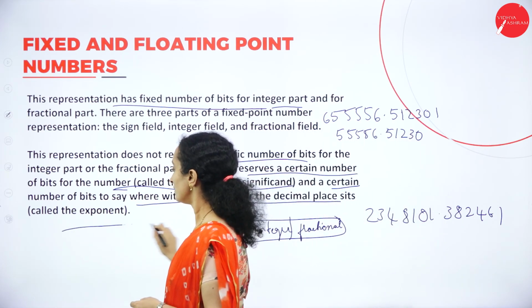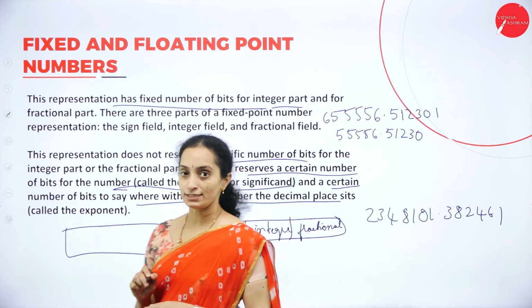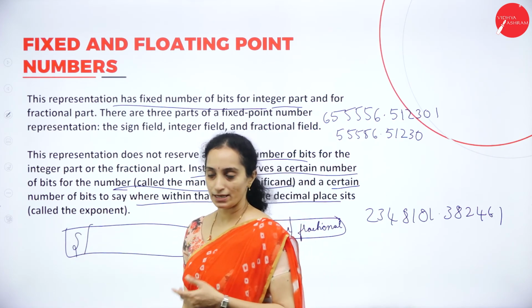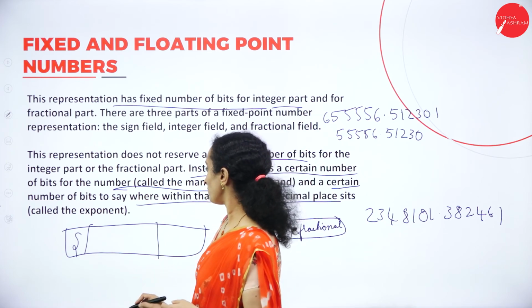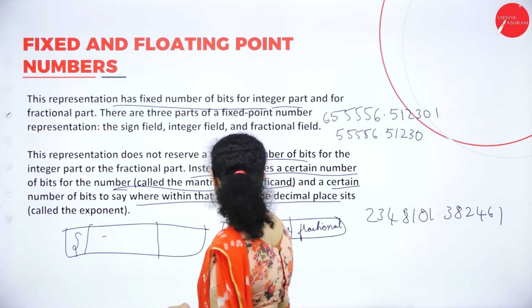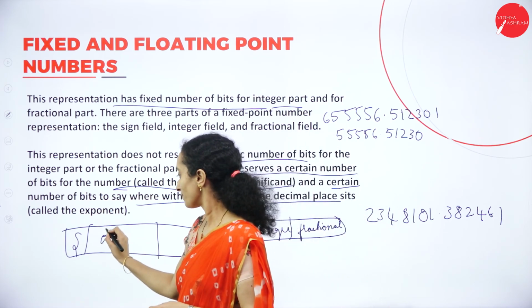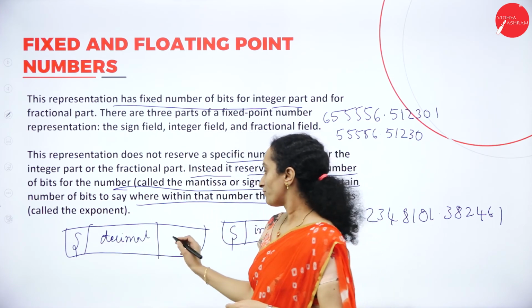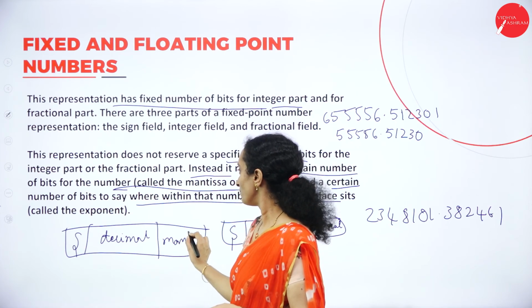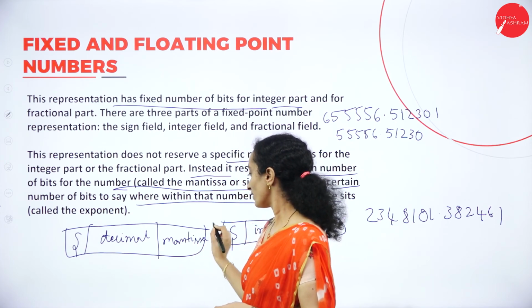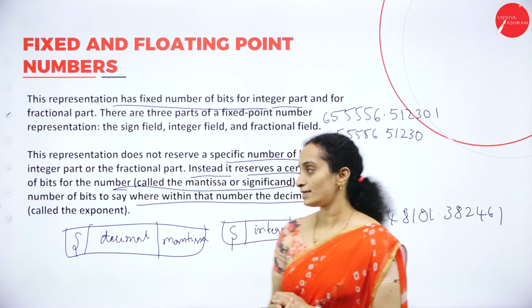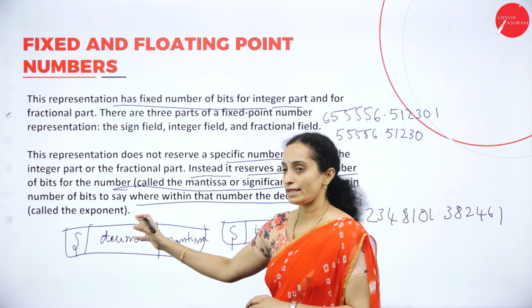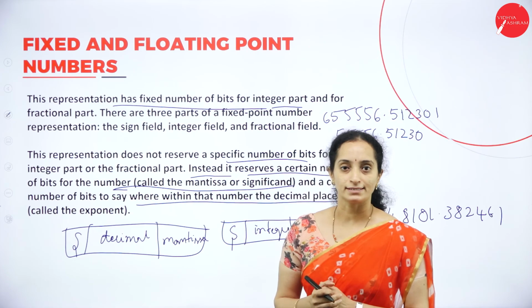So there will be 3 parts again in floating point. This time, 1 bit will again be for the sign bit in case of signed numbers. Next will be the decimal place part, and the last will be the mantissa. There is no fixed number of bits in floating point numbers. So there are 3 parts: sign, decimal and the mantissa part.